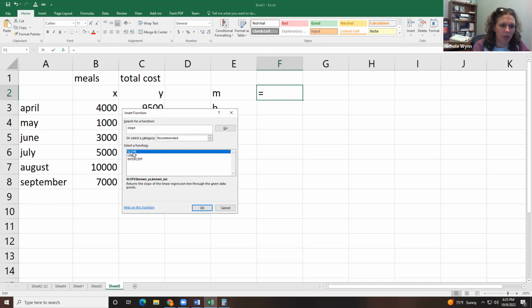And it gives me three choices: slope, LINEST, and intercept. I don't know who LINEST is. I feel like that's like Charlie Brown or something. So slope, and I'm going to hit OK.